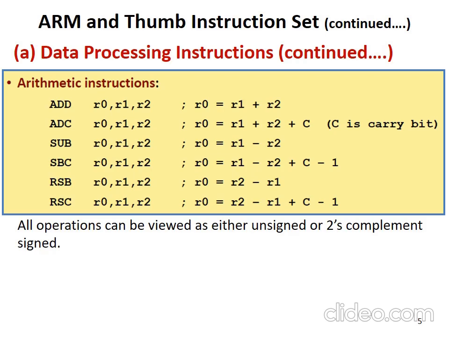RSB is reverse subtract. One may think, why do we need a reverse subtract in the ARM processor? There are cases where flexibility of one operand is needed. Usually the second and third operands, that is the source operands, can be altered. That is, it can be multiplied by any other constant value or shifted by the shifter. From that manipulated value, the value of R1 is subtracted. For such operations, we go for reverse subtract and reverse subtract with carry. All operations can be viewed as either unsigned or 2's complement signed.